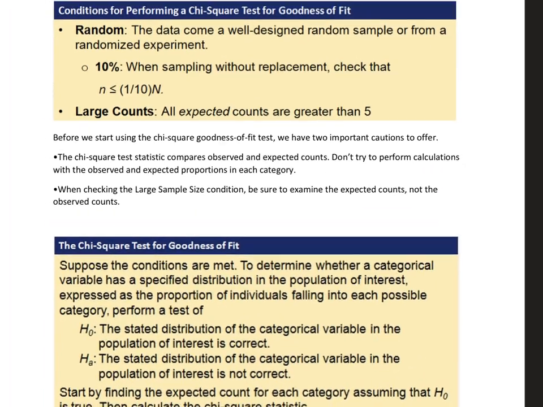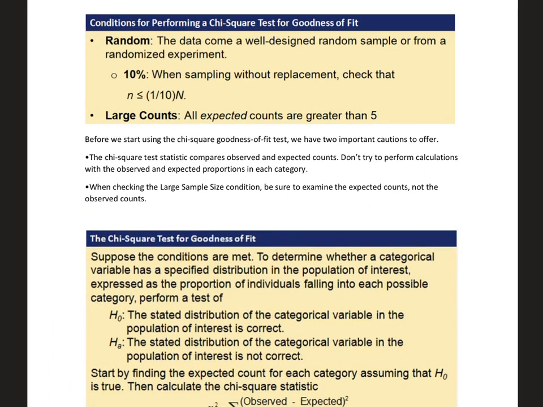Before we start using the chi-squared goodness of fit test, we have 2 important cautions to offer. The chi-squared test statistic compares observed and expected counts. Don't try to perform calculations with the observed and expected proportions in each category. They need to be numbers, so observed counts and expected counts. When checking the large sample size condition, be sure to examine the expected counts, not the observed counts.